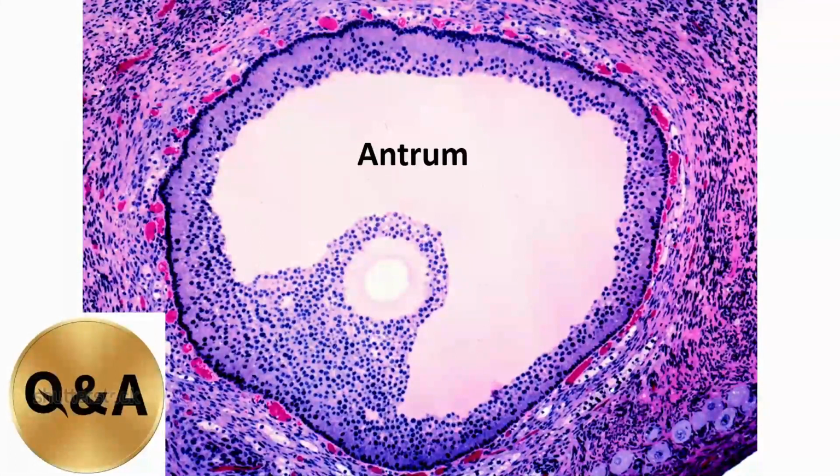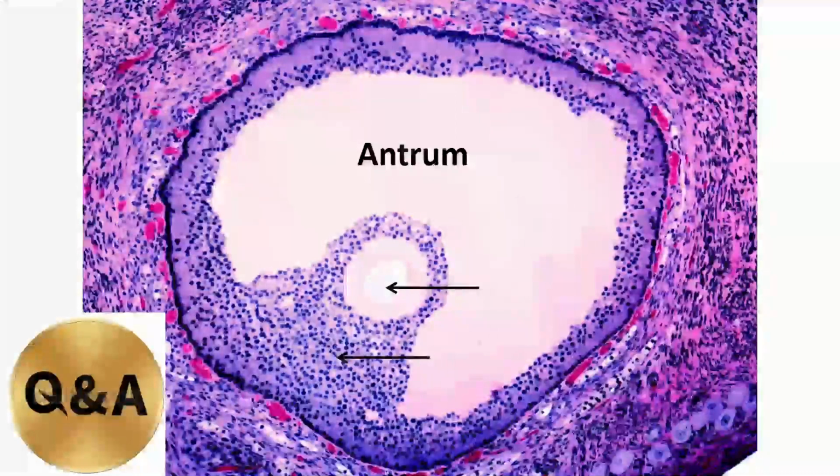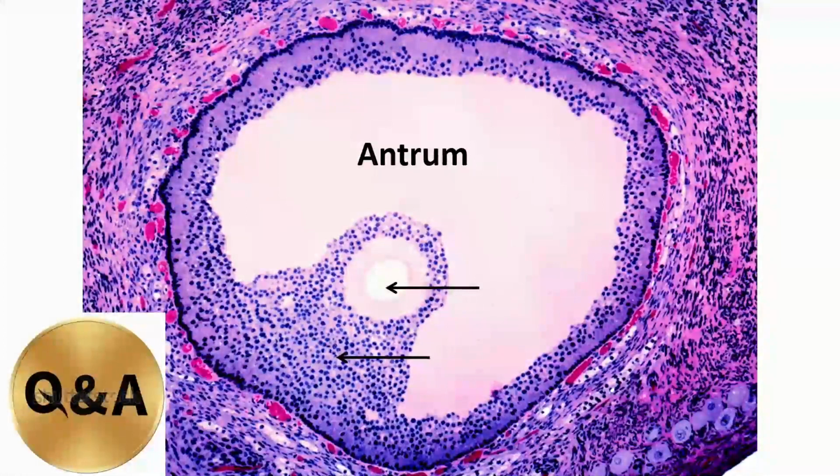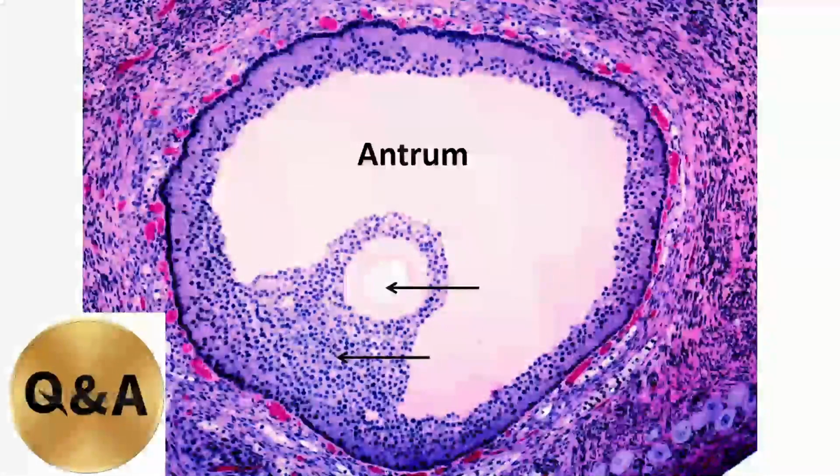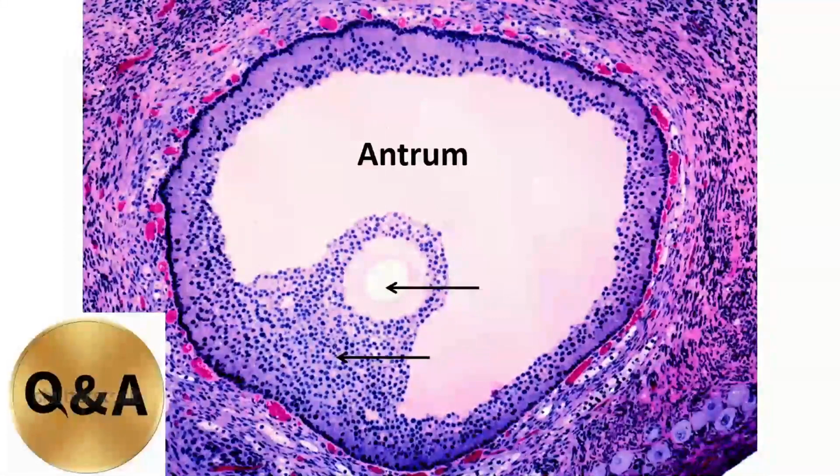So this is the last stage of developing follicles. This black arrow is indicating the oocyte, and this arrow below it is pointing at the granulosa cells that connect the ova or the oocyte to the granulosa cells, making the periphery of the antrum.